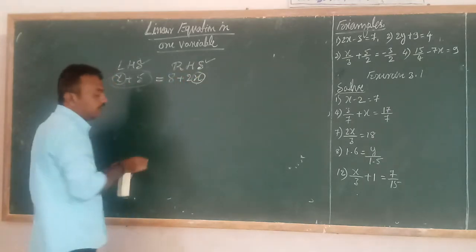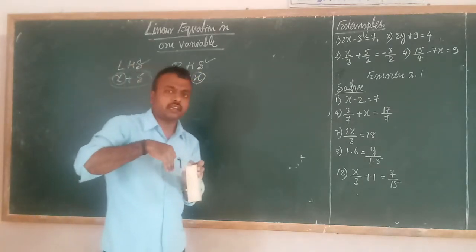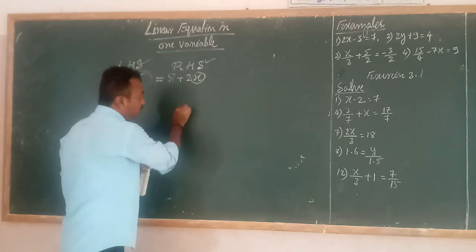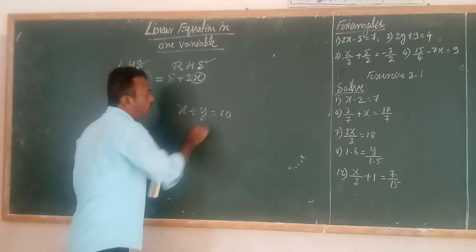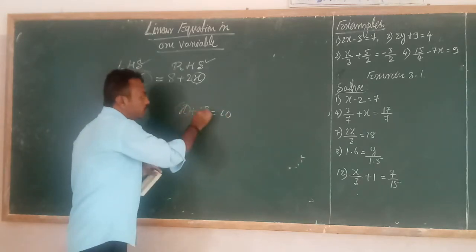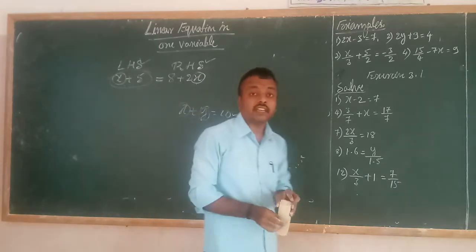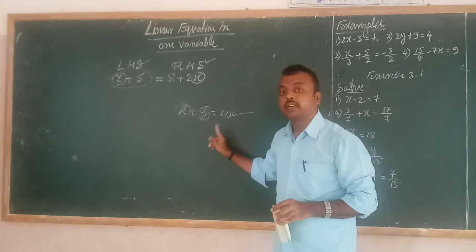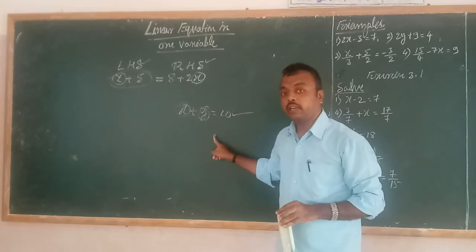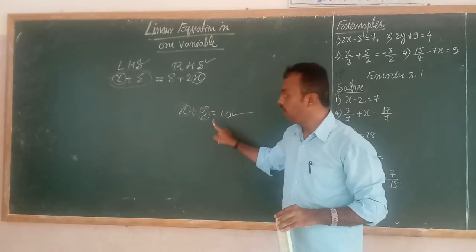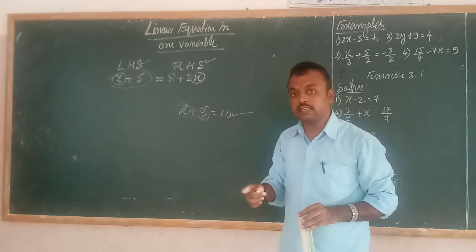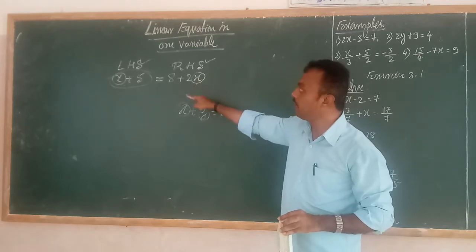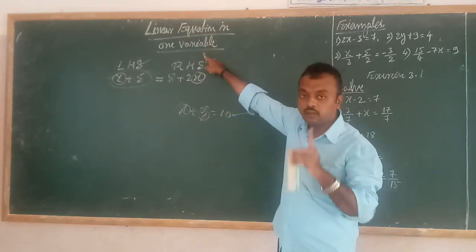Here also x is there. The same variable can appear many times in an expression, but that is still only one variable. See, x plus y is equal to 10. So how many variables are there? Here there are two variables. So this equation is not a linear equation in one variable. This is also a linear equation, but it is a linear equation in two variables. We will discuss this next year in 9th standard. So this year we discuss linear equations in only one variable.